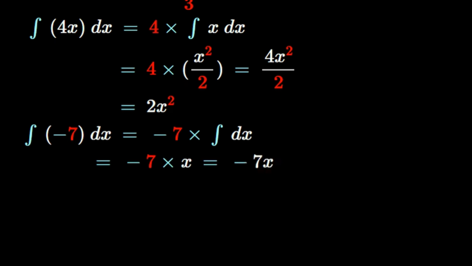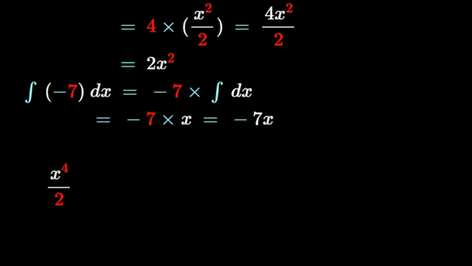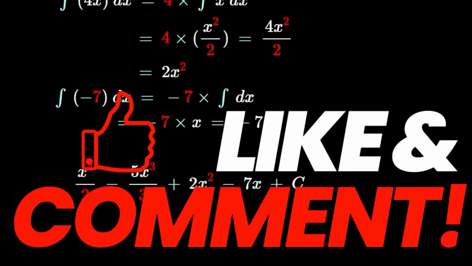Now combine all the integrated parts: x^4 divided by 2 minus 5x^3 divided by 3 plus 2x^2 minus 7x plus C.